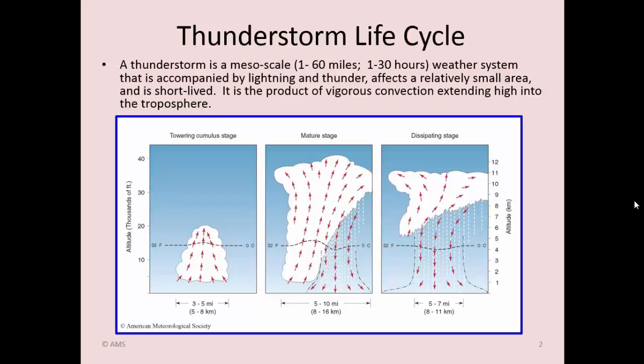What's happening here is convection. The sun's heating the ground, ground's heating the air, and it's causing it to rise. So that's what we're getting. We're getting very quickly building cumulus clouds. In the second stage, called the mature stage, it is defined by rain reaching the ground. It's mature once rain starts reaching the ground.